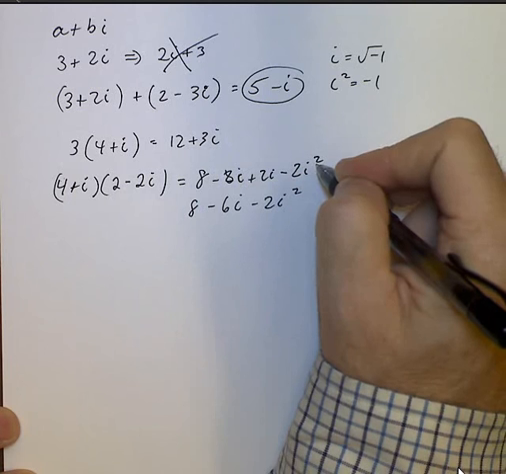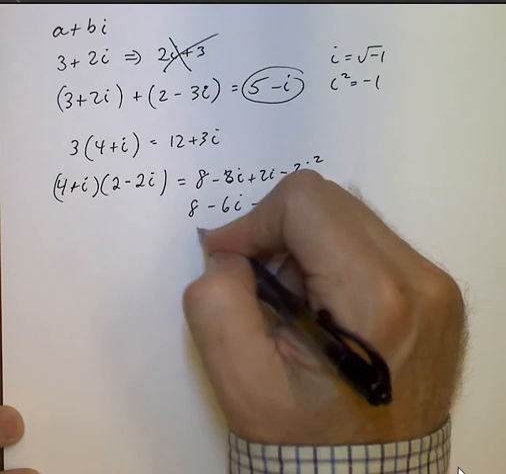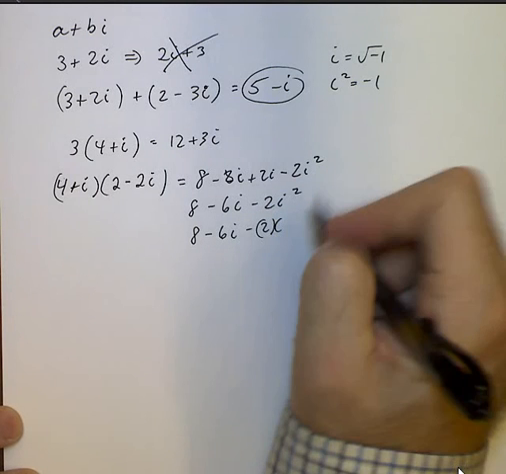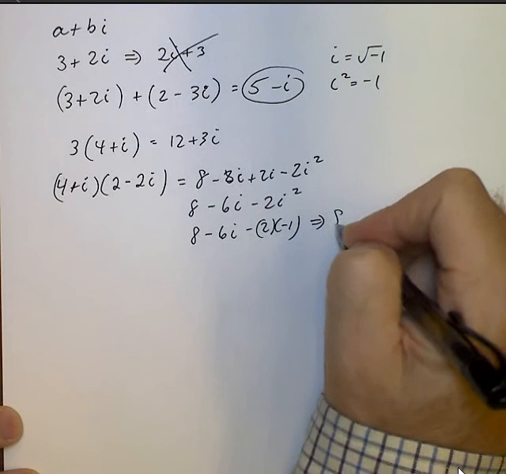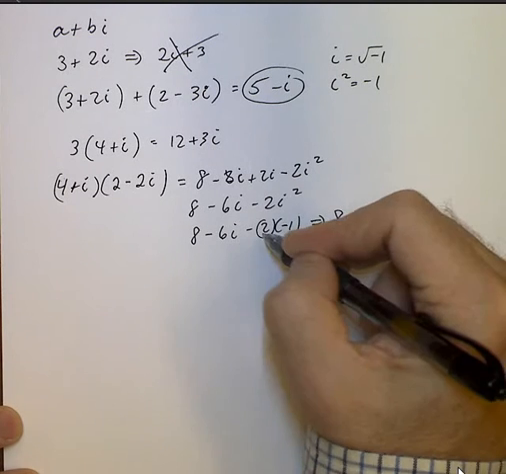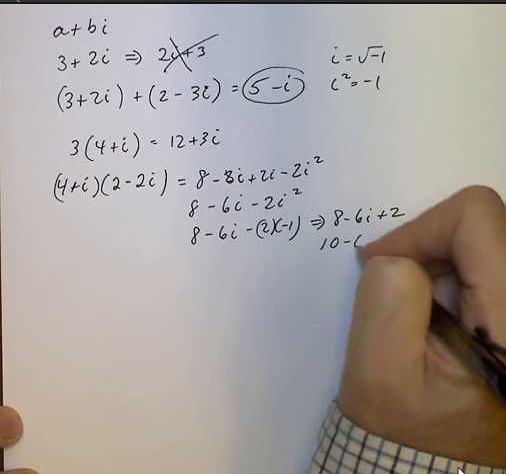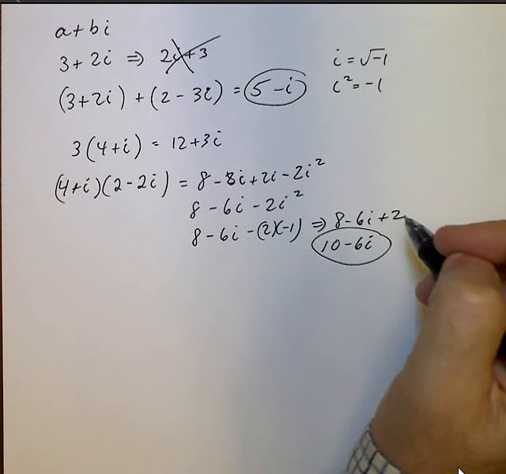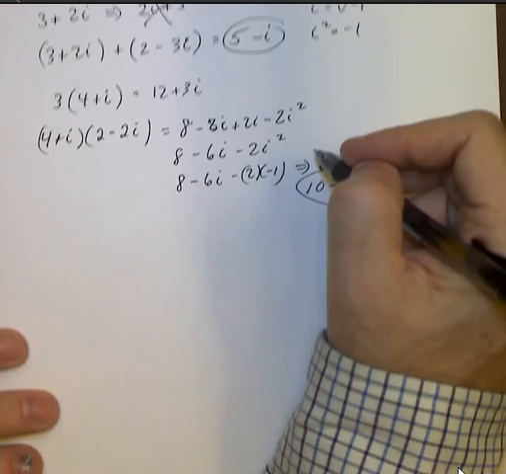You can never leave an answer with an i squared, because i squared is the same as negative 1. So we get 8 minus 6i, minus 2 times minus 1 is plus 2, so we end up with 10 minus 6i. Okay, so never leave i squared in your answer, but you'll FOIL these just like you would any other FOILing you may have done.